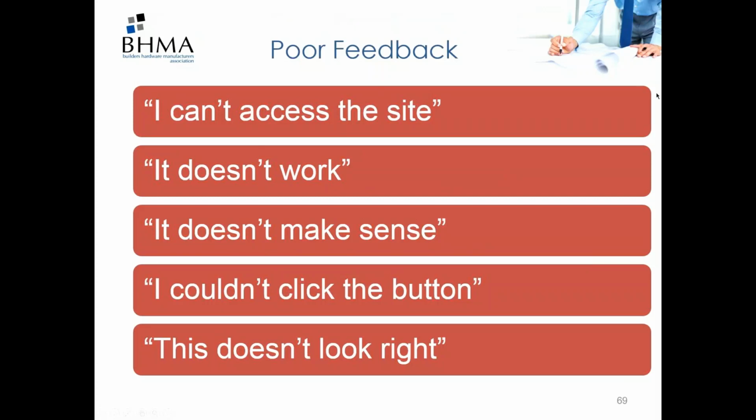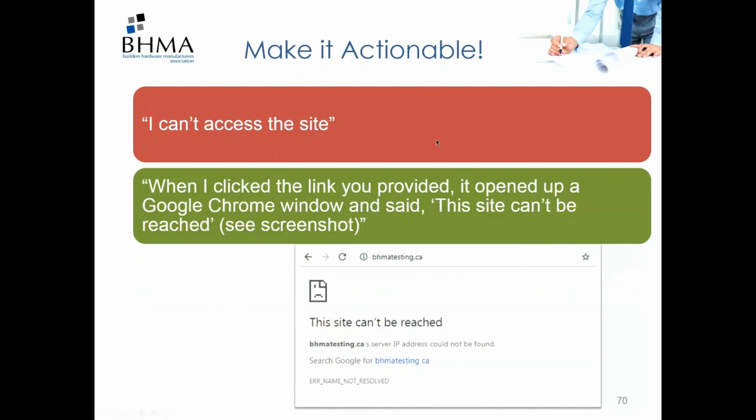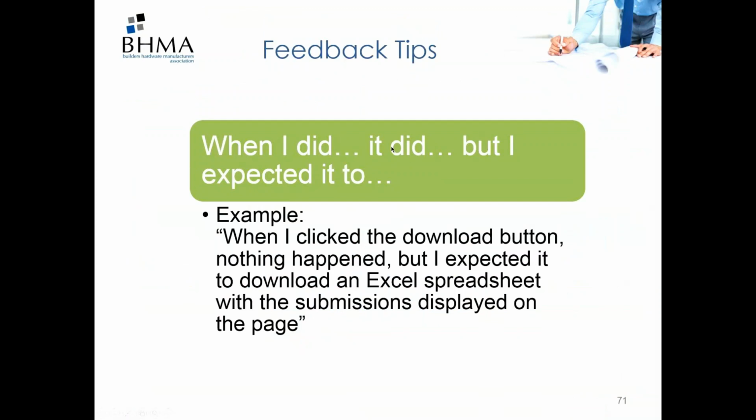So just an example of what feedback that's not particularly helpful or useful for us to help you are things like, it doesn't work, I couldn't click the button, I can't access the site. That doesn't really give us any information that we need to help fix it for you. So a good example is when I clicked the link you provided, it opened up a Google Chrome window and it said this site can't be reached, and then I've provided a screenshot. So that just helps me understand better what needs to be fixed. So a good example of how to structure your feedback is when I did X, it did Y, but I expected it to do Z.